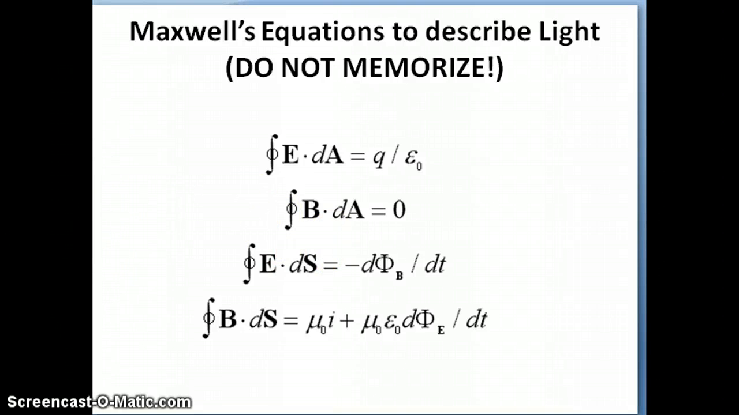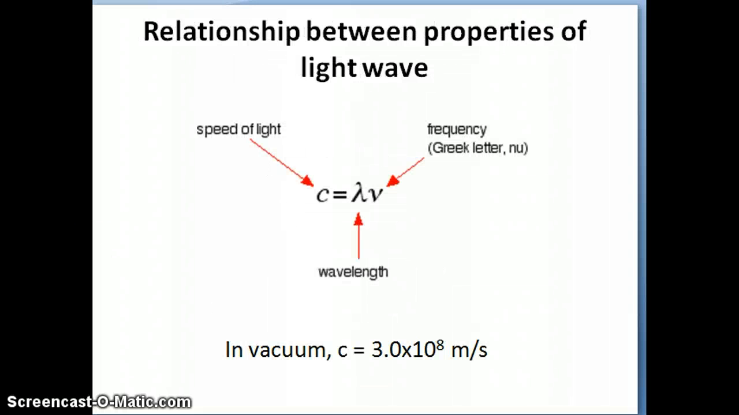Now the equation that I do want you to memorize and understand is this relationship between the speed of a wave and its frequency and wavelength. Remember I said before that wavelength is represented by the Greek letter lambda, which is shown right here, and frequency is represented by the Greek letter nu, which is written very similar to a lowercase v, and the product of these two yields the speed of light.